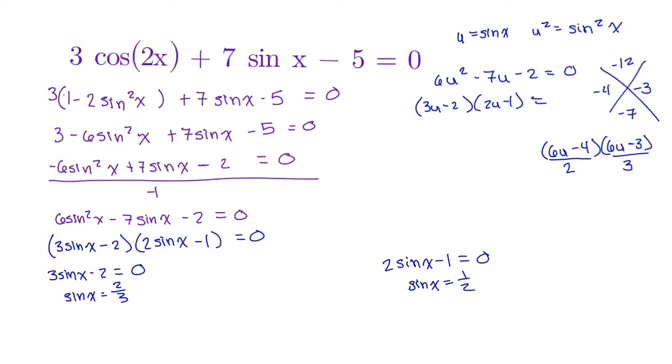Okay, so we know 1/2 exists on the unit circle. In the first quadrant it is at pi/6, and then as we go around the unit circle, the other place where it equals 1/2 is at 5 pi/6.